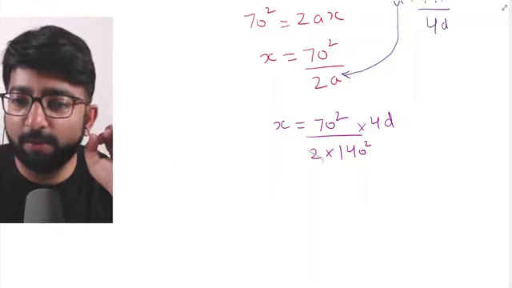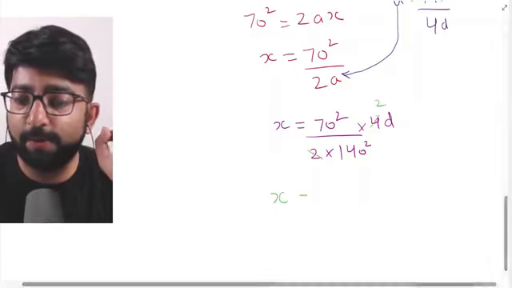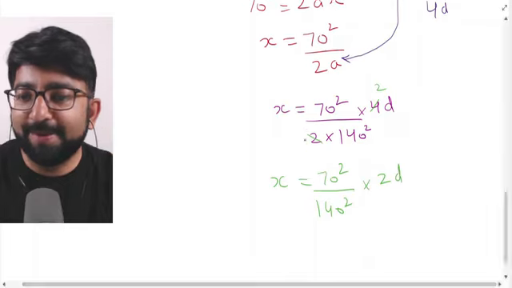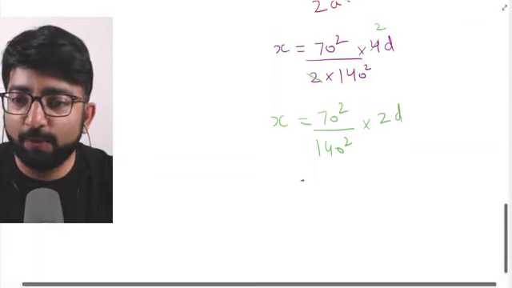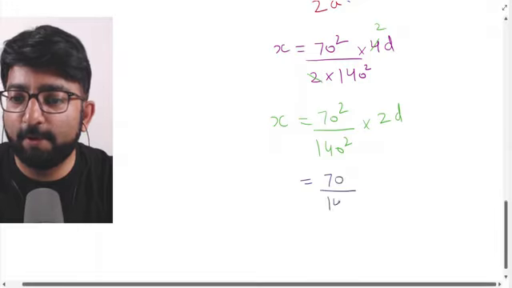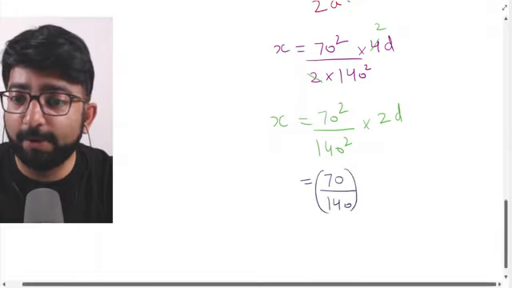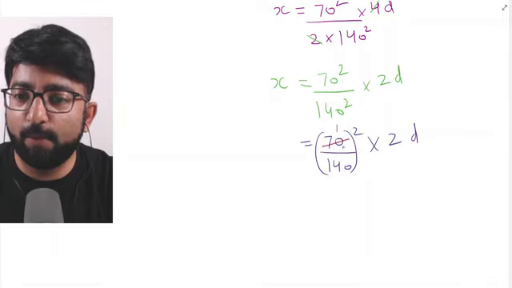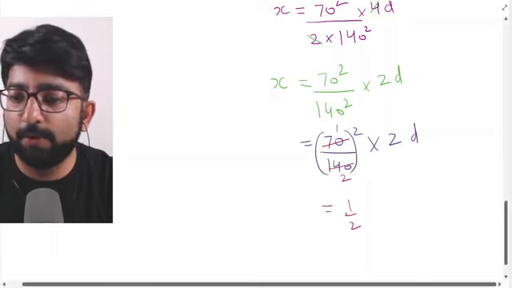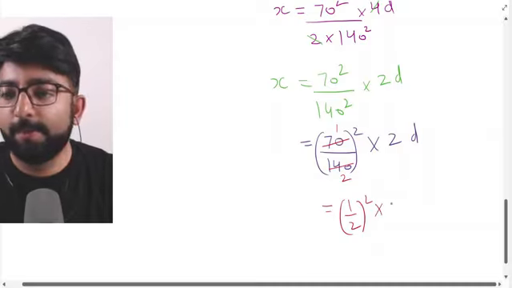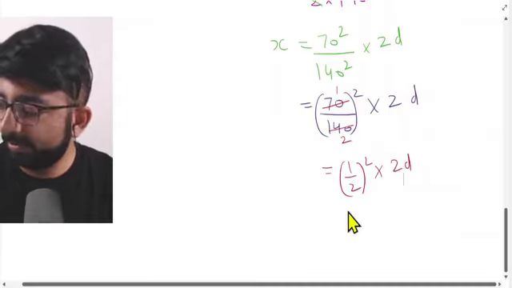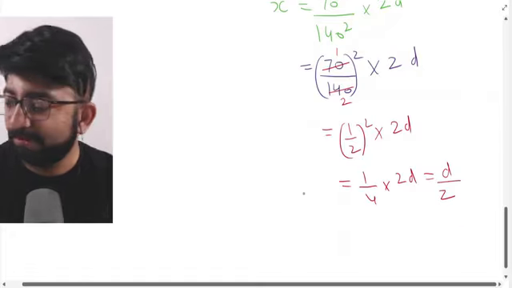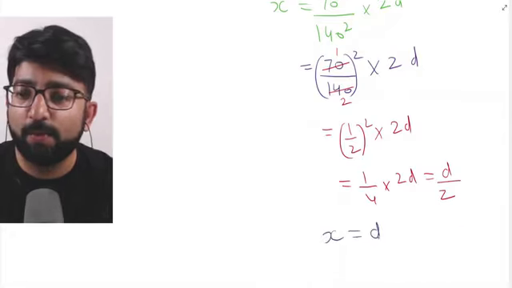And let's simplify this. 2 will get cancelled, 2 2s are 4. So the value of x will come out as 70 squared divided by 140 squared multiplied by 2d. And let us try to simplify as much as possible. So we can write the square of 70 and 140 like this: 70 divided by 140 whole squared multiplied by 2d. Now 140 is a multiple of 70. So 70 ones are 70, 70 twos are 140. So we'll get 1 upon 2 whole squared multiplied by 2d, and let's simplify this. We'll get 1 upon 4 into 2d, which comes out as d by 2. Hence, we can finally write that the value of x is equal to d by 2.